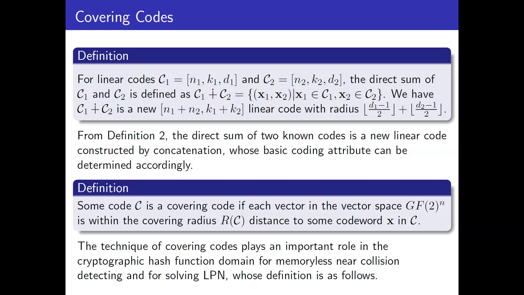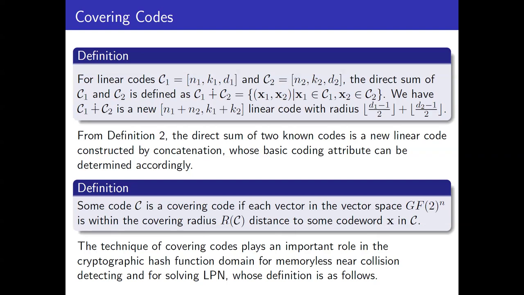So we have two linear codes, one is C1, the other is C2, with these code attribute parameters. And the direct sum of C1 and C2 is derived as here. We can see that the direct sum of C1 and C2 is a new linear code with this radius, code length, and information dimension. From this definition, the direct sum of two known codes is a new linear code constructed by concatenation, whose basic coding attributes can be determined accordingly.